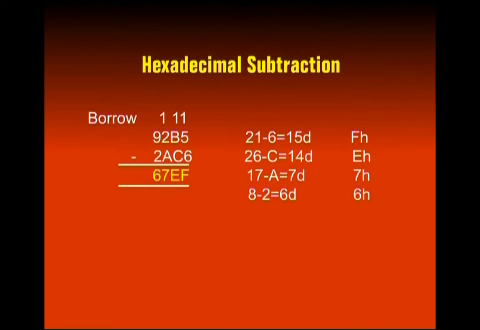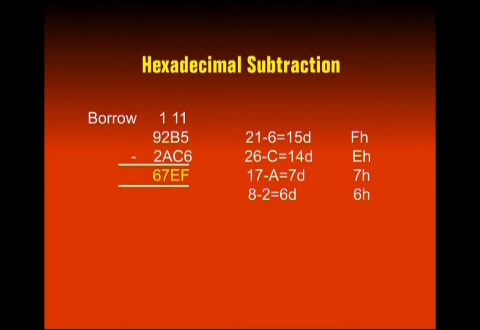Let's subtract one hexadecimal number from another hexadecimal number. Let's consider the first hexadecimal number to be 92B5. And from this, we subtract 2AC6, the other hexadecimal number. Now, subtracting 6 from 5 is not possible, as 6 is larger than 5. So what do we do? We borrow a 1 from the next highest hexadecimal digit. Now, borrowing a 1 in the hexadecimal number system means borrowing a 16.